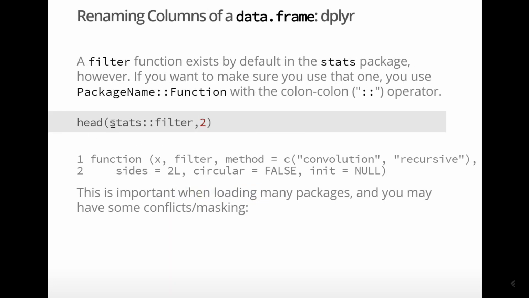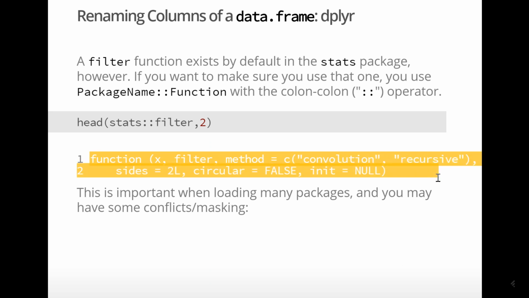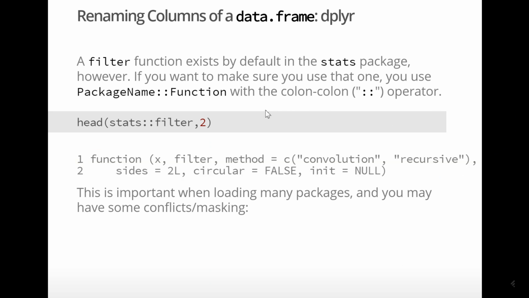However, if you want to explicitly use the stats one in the same script, for example, where we're using dplyr, you can use these double colon operators that say package::function. So now if I want to use the stats version of filter, you can see that it's totally different compared to the one in dplyr, even though it has the same name. So this is one way of designating explicit functions when they have the same name as other functions in your workspace.